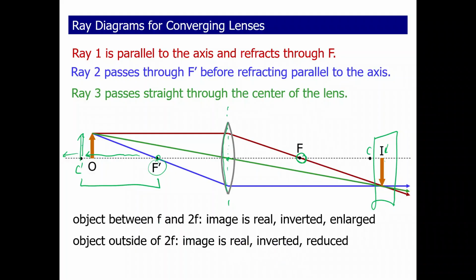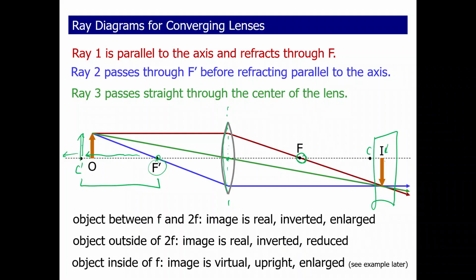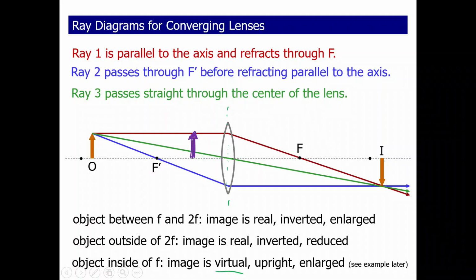Now, of course, interesting things happen when you go inside the focal point. So if you go inside the focal point, we are going to get that virtual image. It's always going to be upright and enlarged. So for example, if I was to put my object here inside the focal point, what would happen is that I would take this first ray, I'd come here, and I would go through my focal point. So that one would be the same.